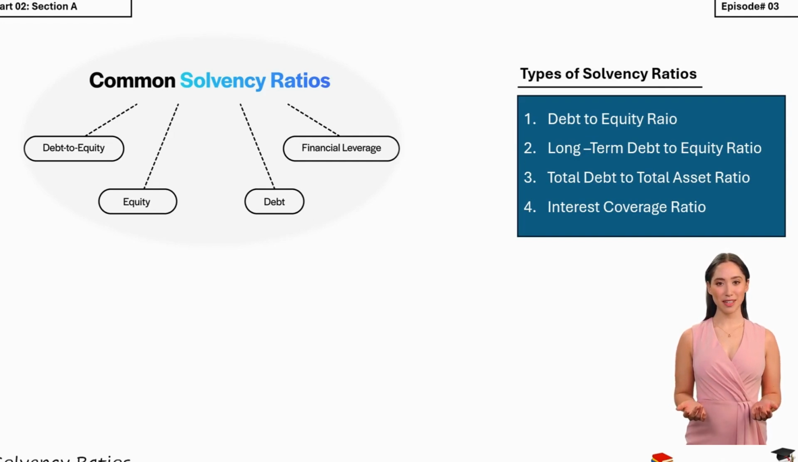3. Total debt-to-total assets ratio. This ratio measures the percentage of a company's assets that are financed by debt, helping us see how much of the company is owned by creditors versus shareholders. 4. Interest coverage ratio. This ratio evaluates a company's ability to pay interest on its outstanding debt, which is crucial for determining financial health. These are the major solvency ratios we'll be covering in this topic. We'll break each one down, go through explanations, and provide practical examples to make them easy to understand.